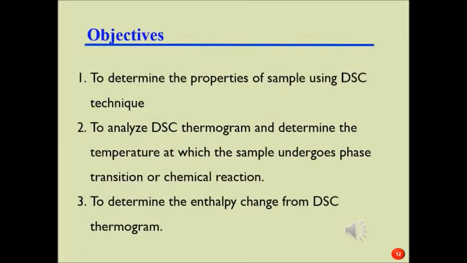The objectives of this experiment are as follows. To determine the properties of a sample using DSC technique. To analyze the DSC thermogram and determine the temperature at which the sample undergoes phase transition or chemical reaction. To determine the enthalpy change from the DSC thermogram.